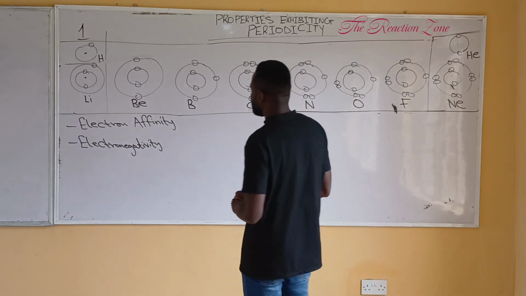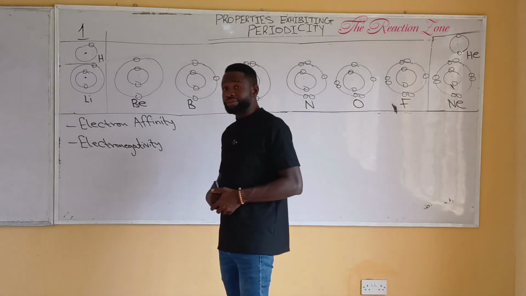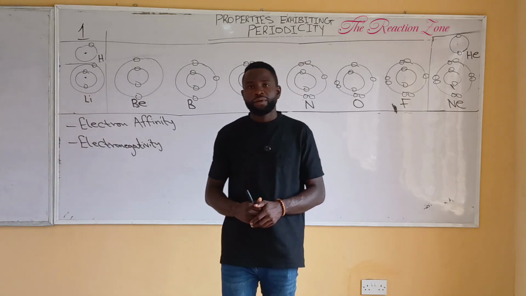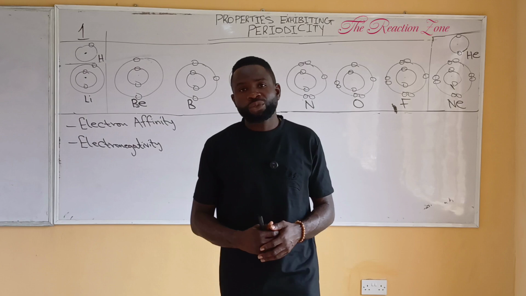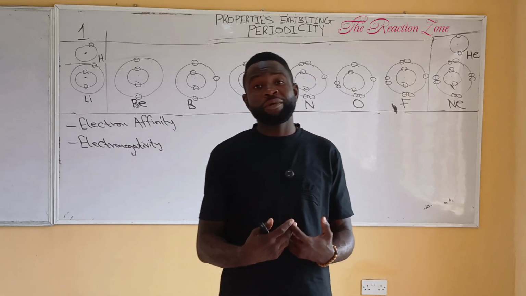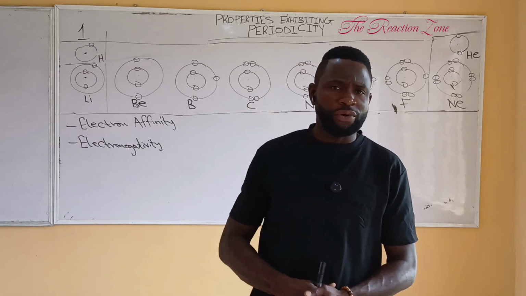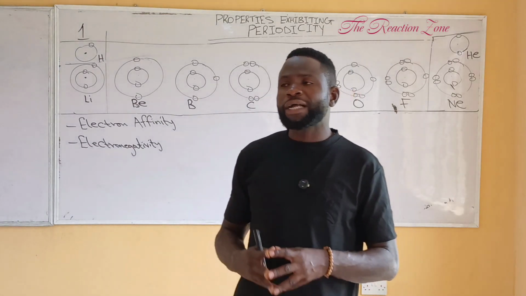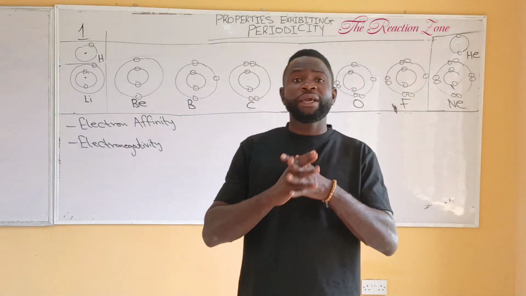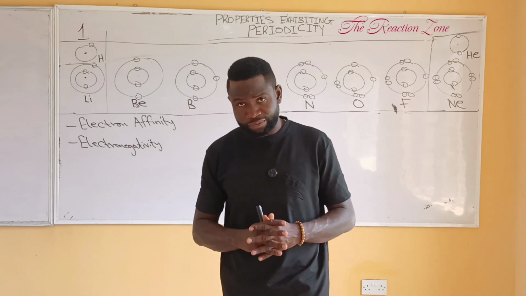The second one is electronegativity. Electronegativity is the ability of an atom to attract electrons to itself in a chemical bond. In other words, electronegativity tells us how strongly atoms attract electrons to themselves in the bonded state.